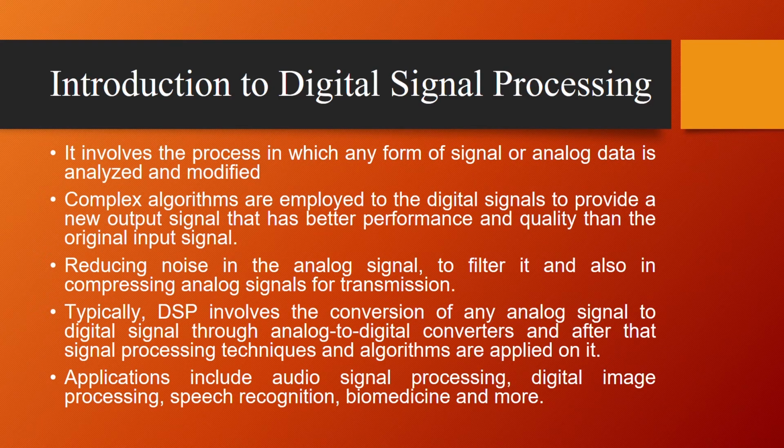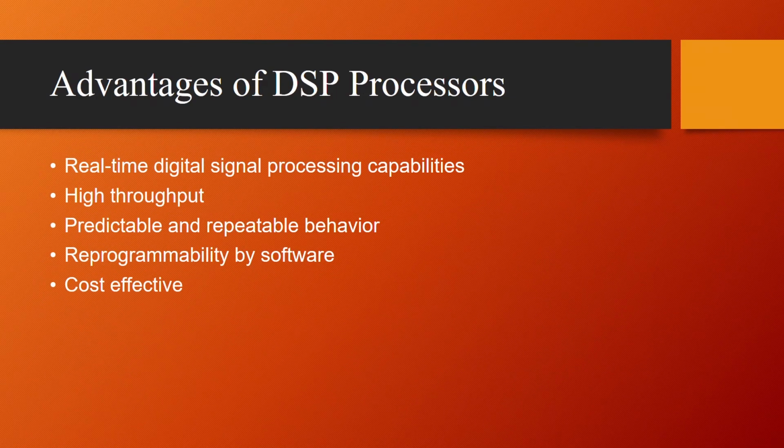Typically, DSP involves the conversion of any analog signal to digital signal using an A to D converter, and after that, signal processing techniques and algorithms are applied on it. There are certain processors which are categorized under the category of DSP processor. There are certain advantages of these DSP processors.